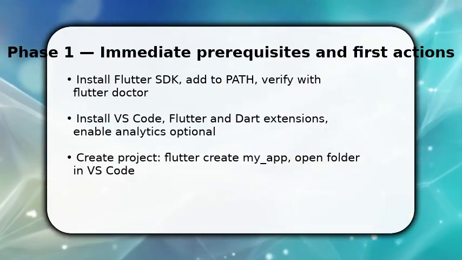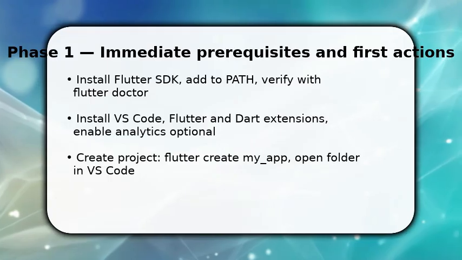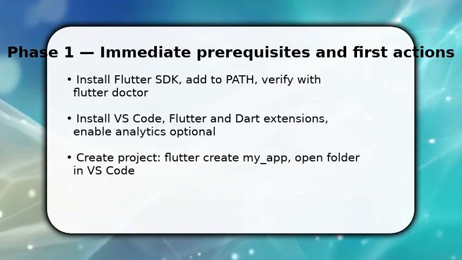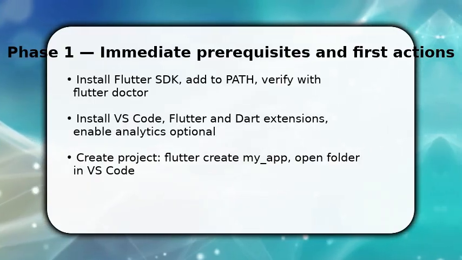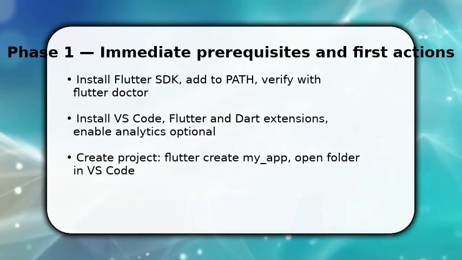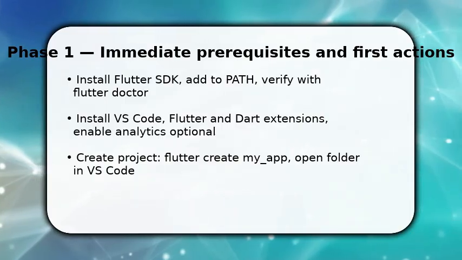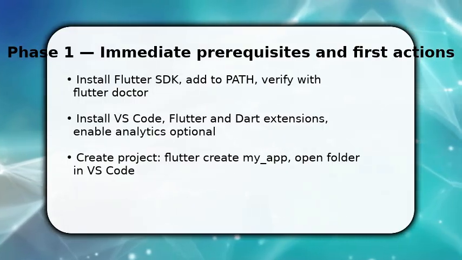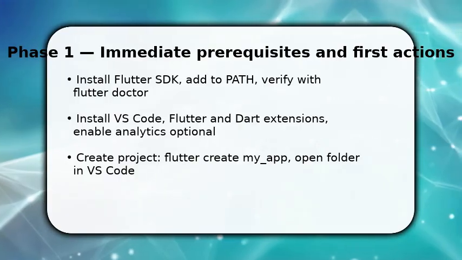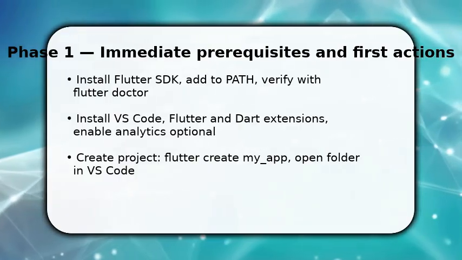You begin by confirming prerequisites and creating a project so you can code immediately. Run Flutter Doctor. Fix any missing SDK or platform tools. Open VS Code and install Flutter and Dart extensions to get IntelliSense and debug support. Once done, run Flutter Create My App in a terminal so your workspace has standard structure. Then open that folder in VS Code.